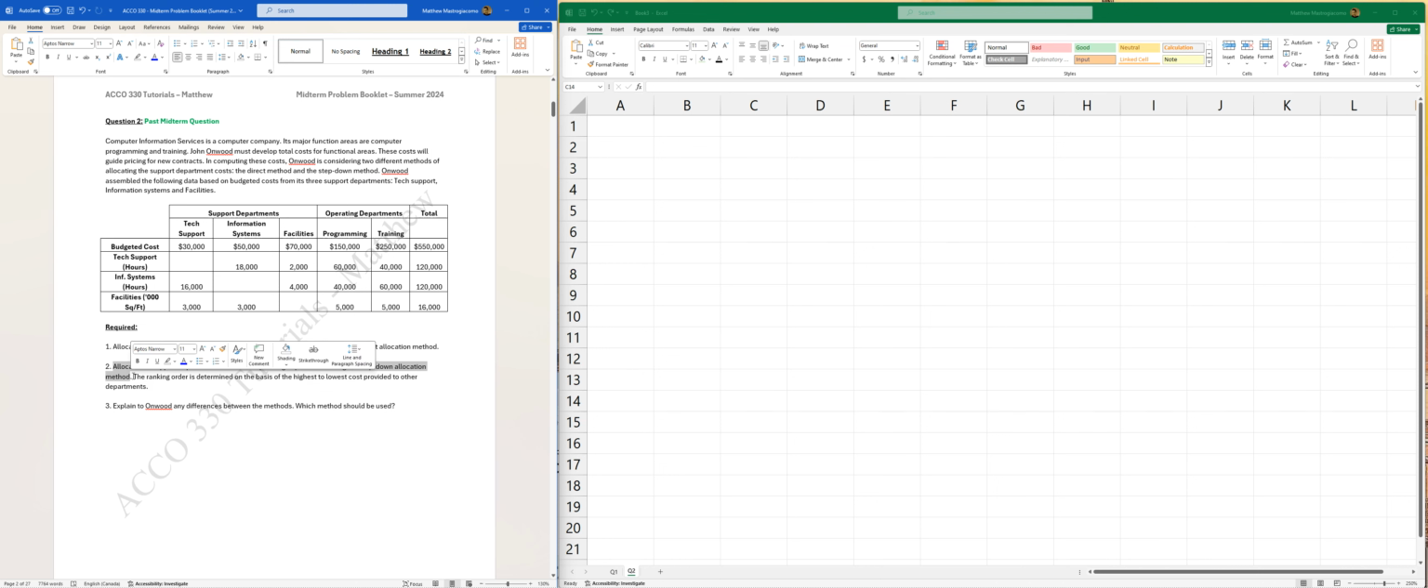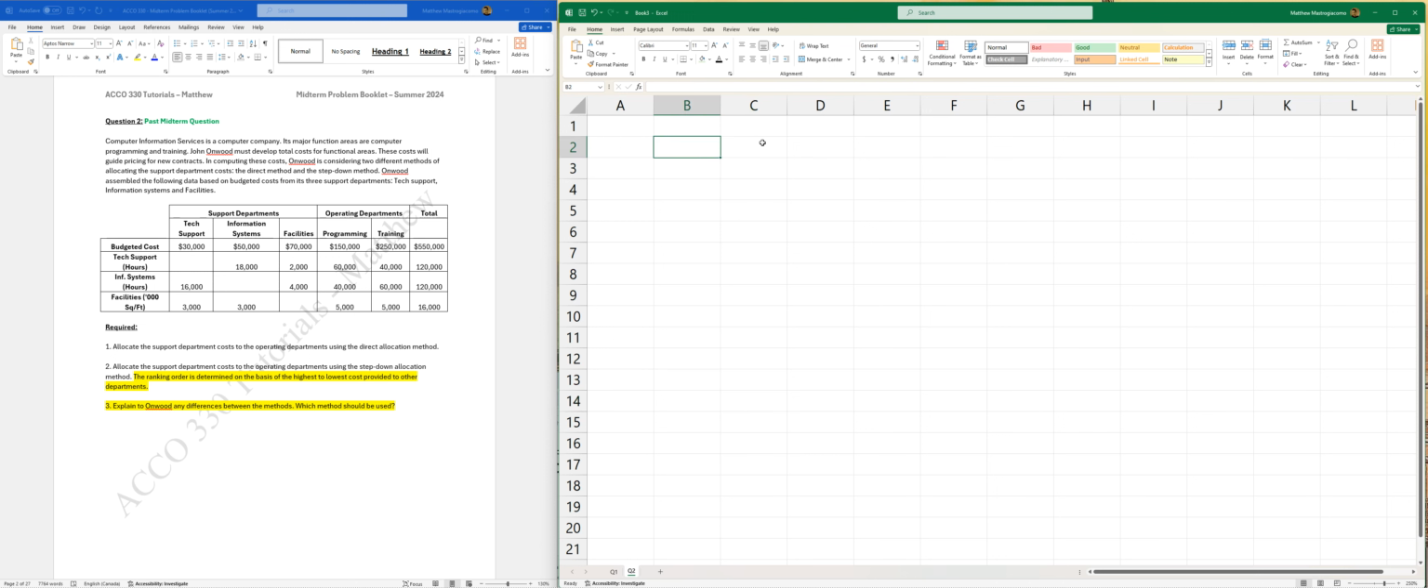Now guys, for the step-down, remember, always look at how the ranking is done, because for the step-down method, you're building like your staircase, right? So which is the top stair? Here they tell you you're allocating based on highest to lowest cost. And then required 3 is explain to Onwood any differences between the methods. What should be used? Okay, so another theory-based question, guys. We'll go through that at the end. That'll be a little bit more time, okay?